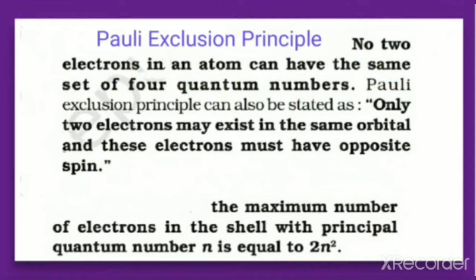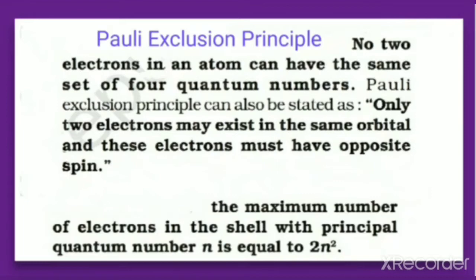What this first point says is, no 2 electrons in an atom can have the same set of 4 quantum numbers. As we have discussed, the 4 quantum numbers are the principal quantum number, azimuthal quantum number, magnetic quantum number, and spin quantum number. These quantum numbers specify the position of the electron. In the last video, we discussed the quantum numbers.